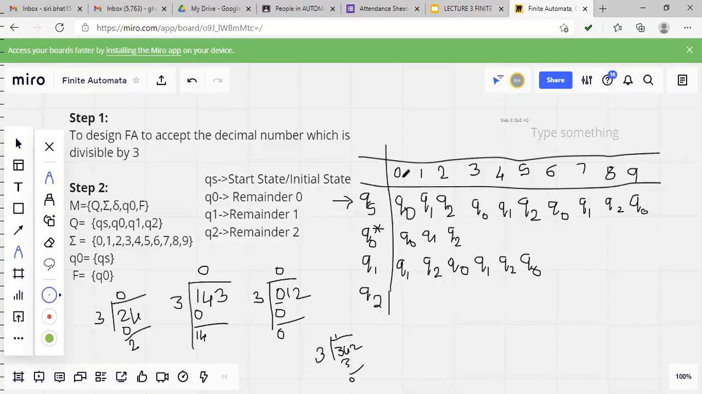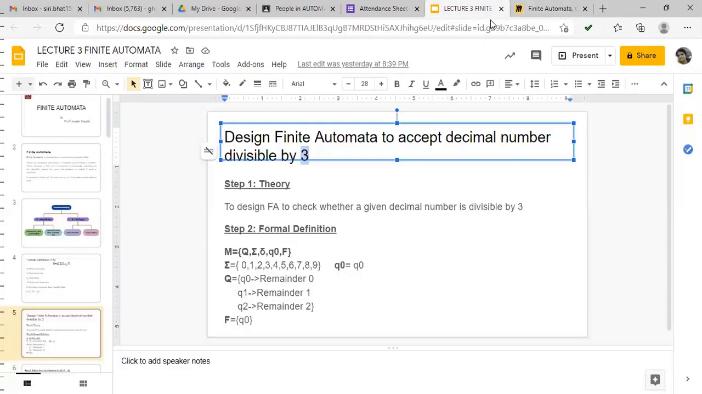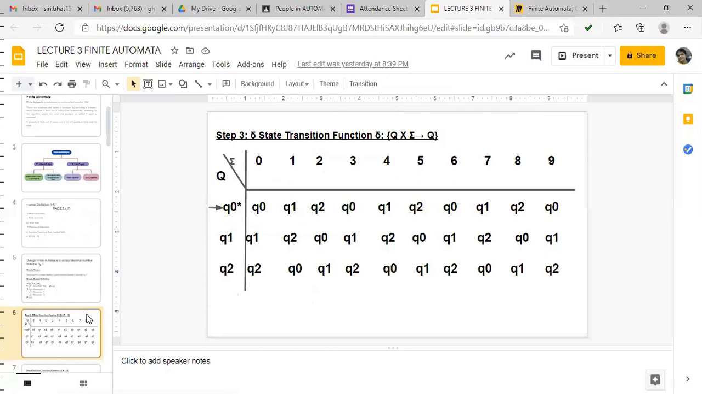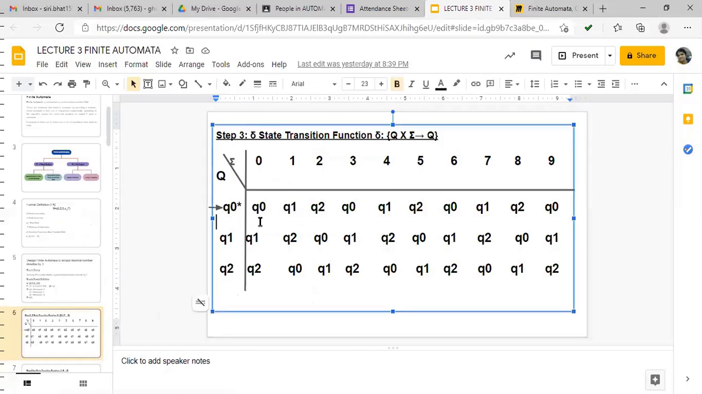20 when divided by 3. What is the remainder? It is 6, 18. So 2 is the remainder. And 2 remainder, we have named it as Q2. So it will be Q2. Okay? Students, did you get this? Any doubt in this? That I have already written here, so I'll not write it again there. Okay. Here I have not taken QS. Here in this, I have not taken QS.